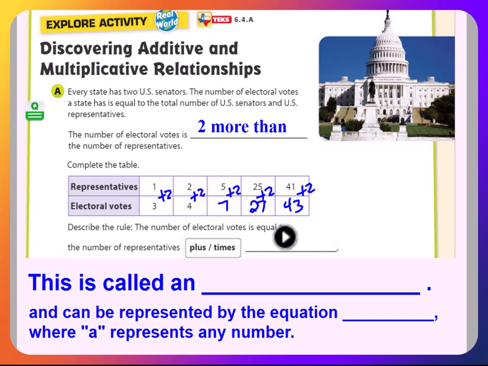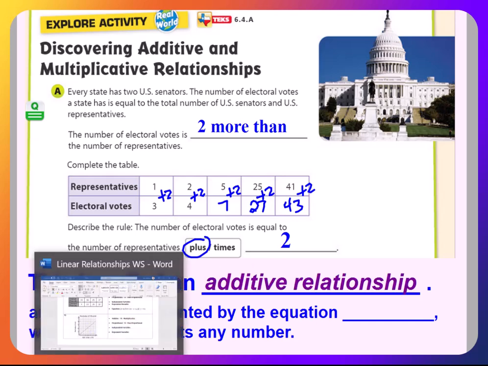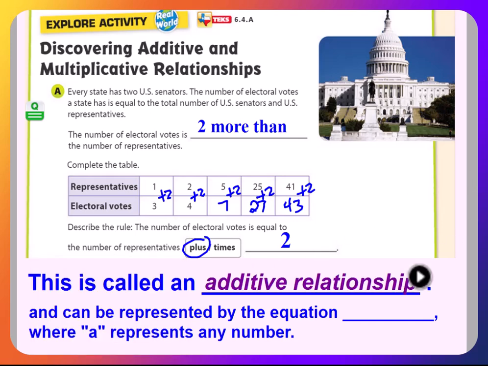So if we describe the rule, we can say that the number of electoral votes is equal to the total representatives plus 2. So that is our rule. This is what we call an additive relationship. And it can be represented by the equation y equals x plus a, where a represents any number.